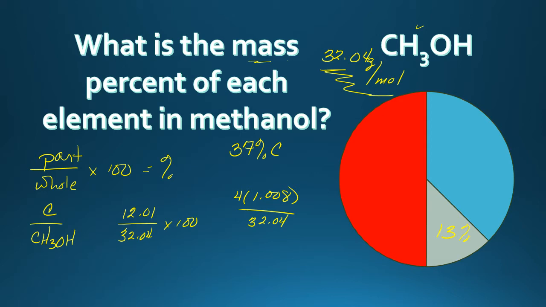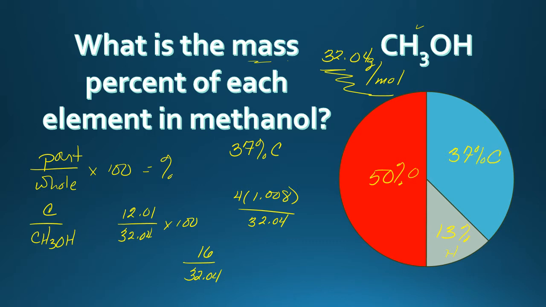Finally, we have oxygen, and there's 1 oxygen. Now, there's 2 ways I can do this. The first way, I take the 1 oxygen and divide that by 32.04, so 16 divided by 32.04, and I end up with 50% oxygen. That's one way I could have done it. That's oxygen, that's hydrogen, and then we end up with 37% carbon.